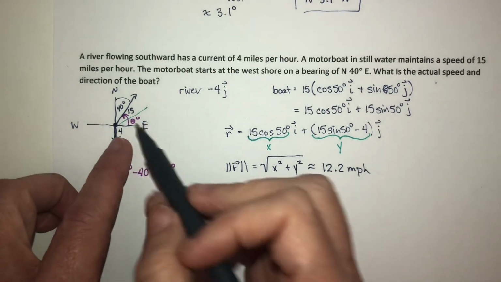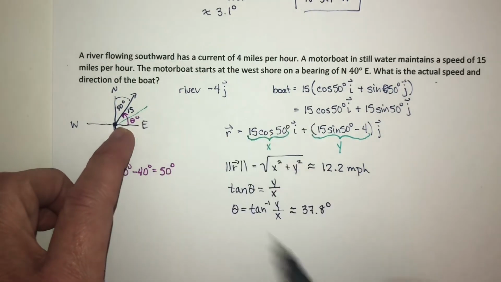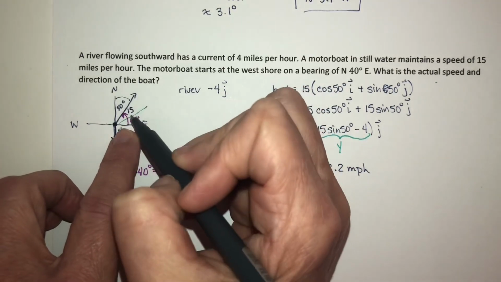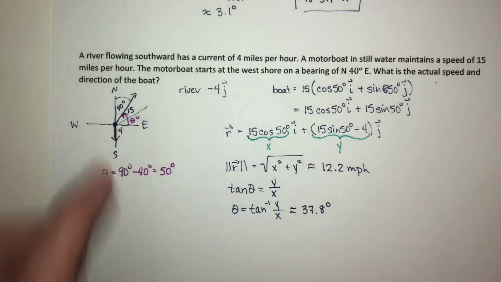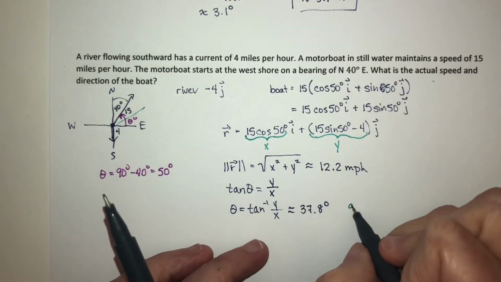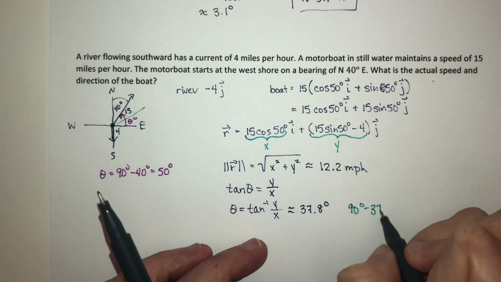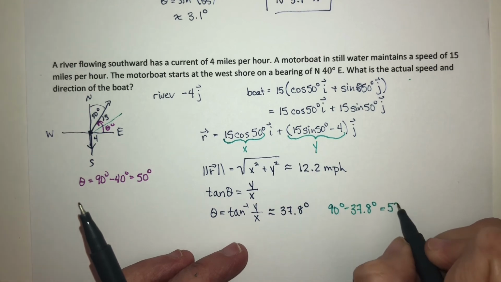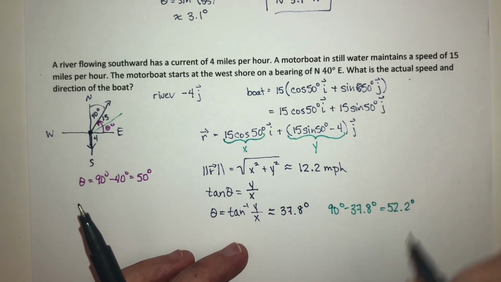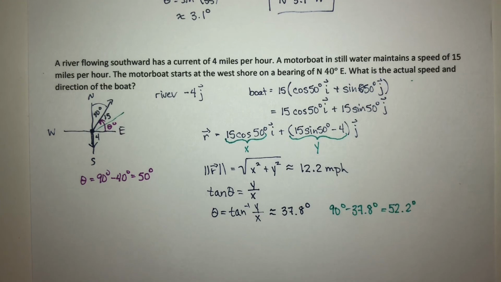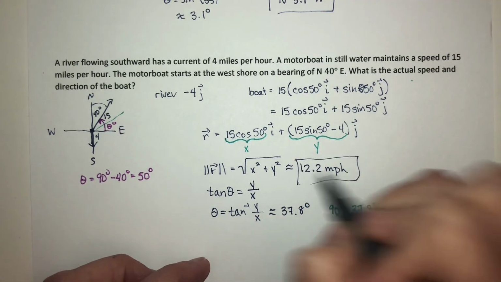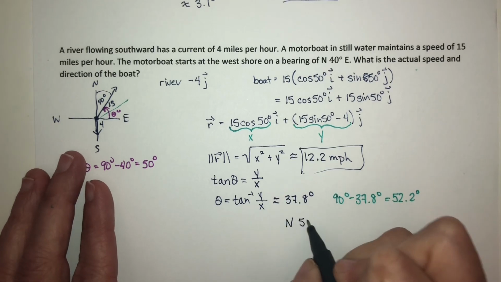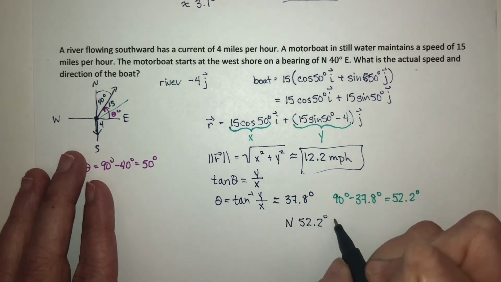So that has given me the theta value for my resultant, but it gives it from the x-axis, and I need the angle from the y-axis. So again, these need to be complementary. So I do 90 degrees minus 37.8 degrees, which gives me 52.2 degrees. So the bearing, this was the speed, the bearing will be north 52.2 degrees east.